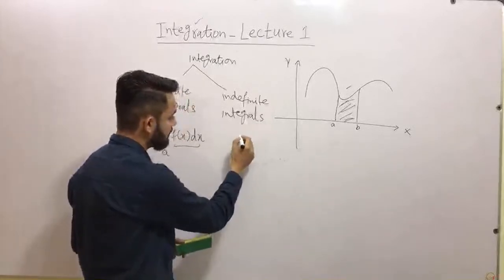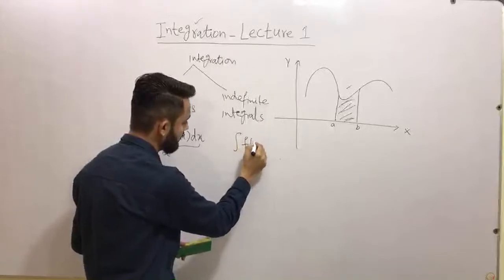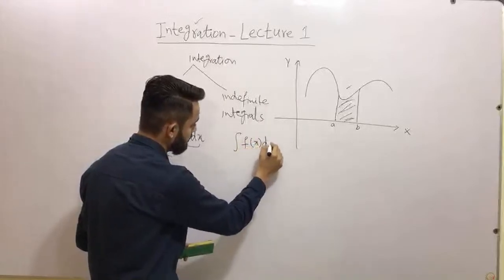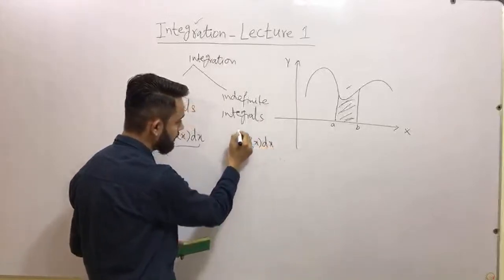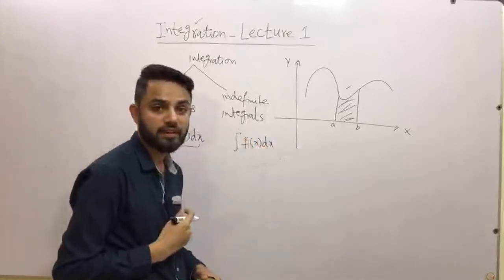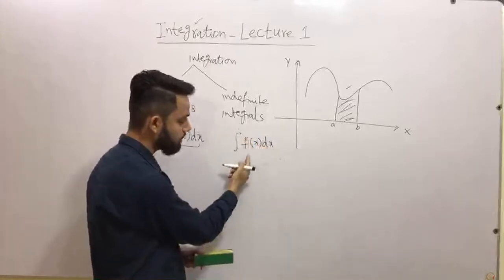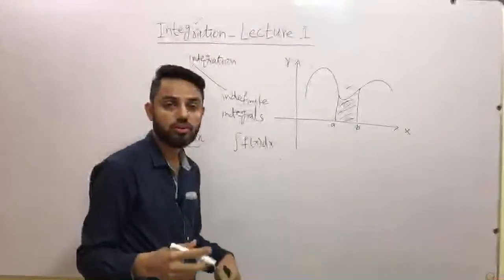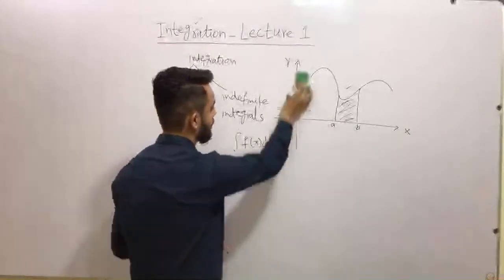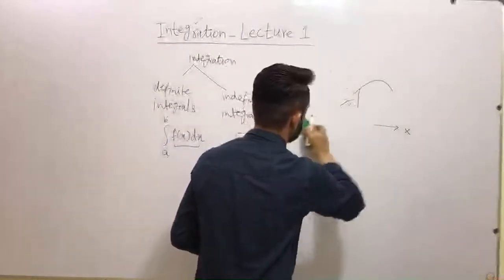Indefinite integrals are those integrals where the limits of integration, the lower limit and the upper limit, are not given. So once you solve this type of integration, you will always get a constant, which is plus c. Okay, let me give you a quick example now.